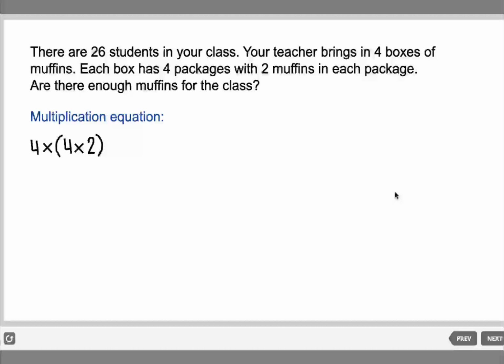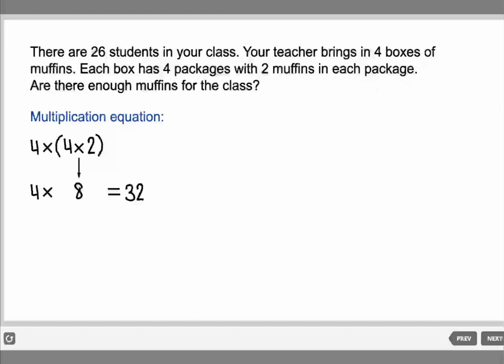What is 4 multiplied by 2? Of course, it's 8. So 4 multiplied by 2 equals 8. Now we multiply. Which factor didn't we write yet? We didn't write this 4, right? So let's put this 4, and it will be 4 multiplied by 8 equals 32.